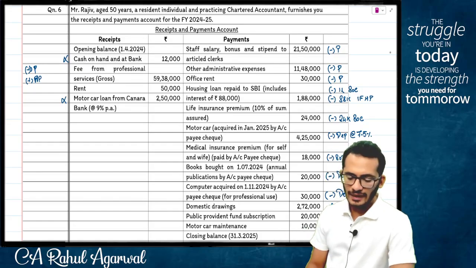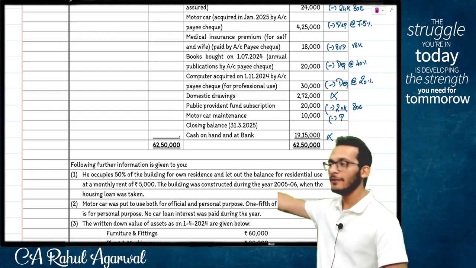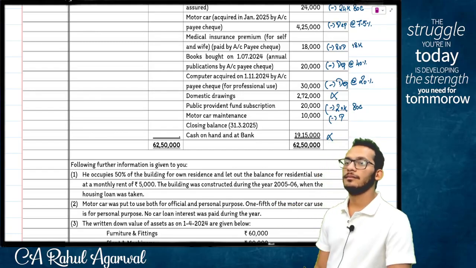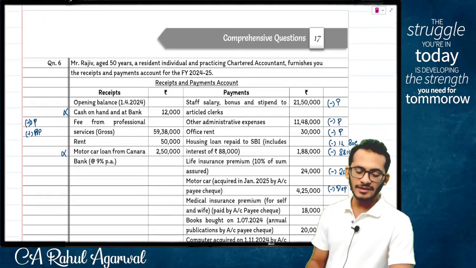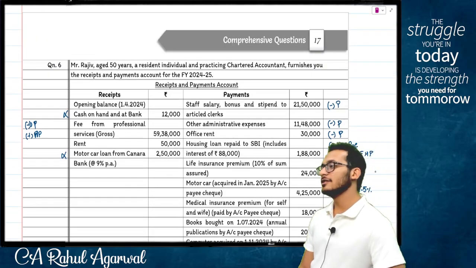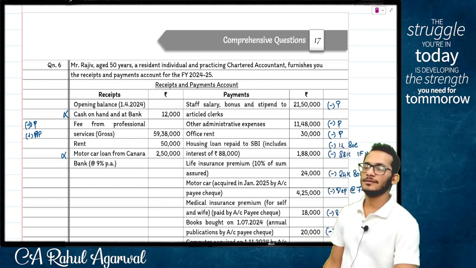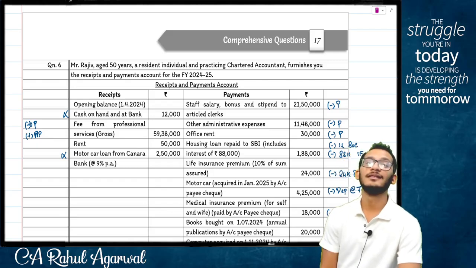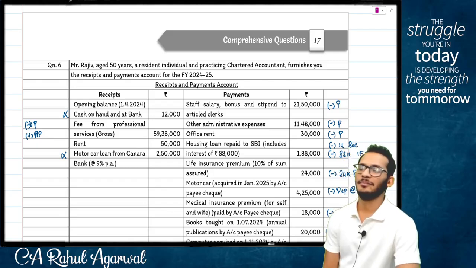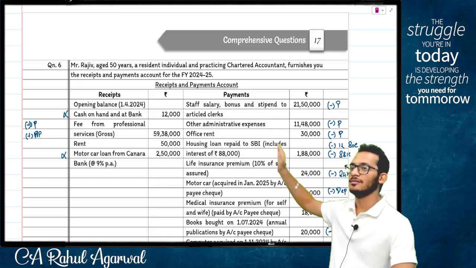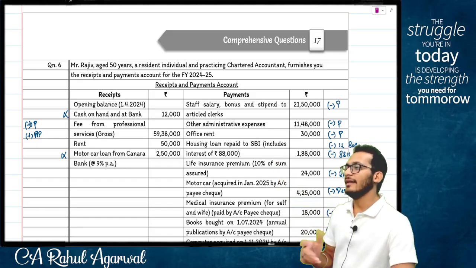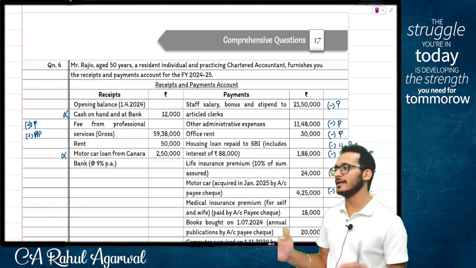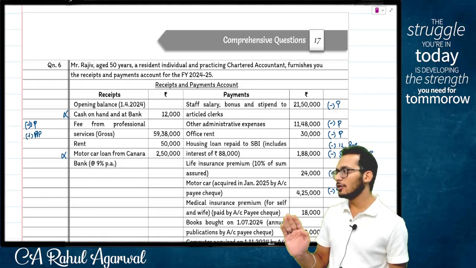Notice, people, I have a rent of 5,000 per month. Into 12 should become 60,000, but I have received 50,000, which means 10,000 is yet to be received. This is cash book, meaning 10,000 is yet to be received. That's all. You cannot make assumption about everything else.